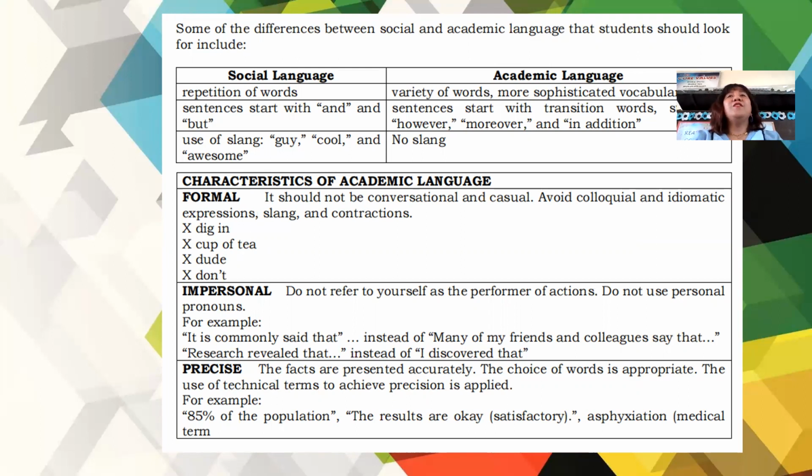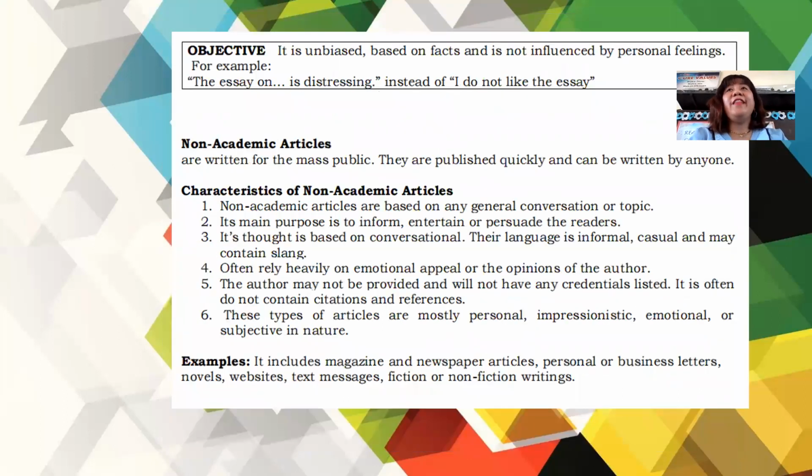Okay? So let us review again the characteristics of academic language. Number one, it must be formal. Number two, it must be impersonal. And number three, it must be precise and objective.